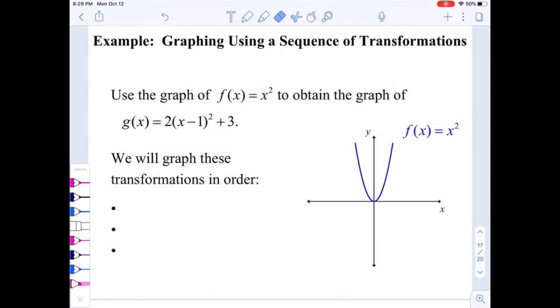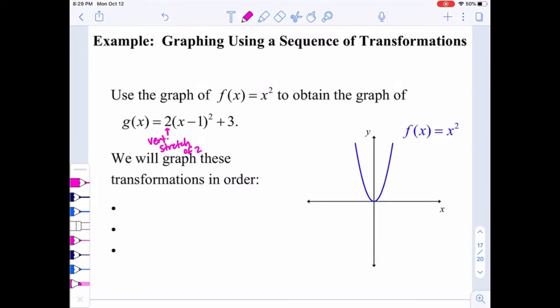So it says we will graph these transformations in order. Let's figure out what type of transformations we have. We have 3 things that have been included in our new function. If I start by breaking down these pieces, we have this 2 that's in the front. Well, it's outside of the parentheses, so that means it's an outside piece. Outside is going to affect the graph going up and down. Since this is a 2 that's being multiplied, this is going to be a vertical stretch of 2. Why is it a stretch? Because it is a number that's greater than 1.